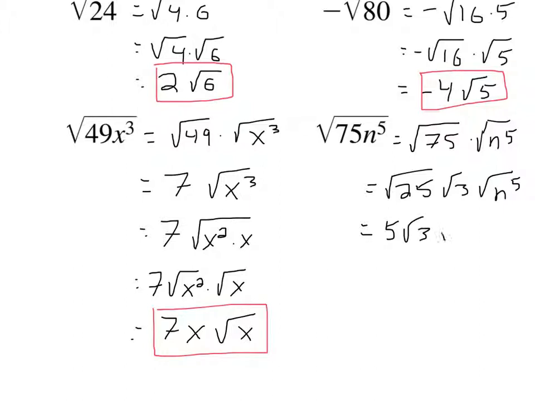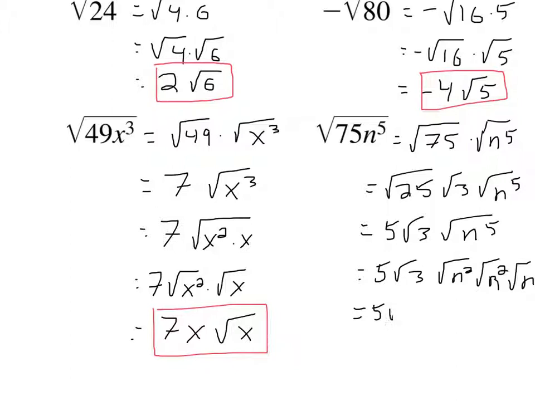And now I just have to deal with the square root of n to the 5th. Well, just like before, I like to create a situation where I can free some of these variables from the radical by using perfect squares. And perfect squares here would be n squared. You see, to get n to the 5th, I'd have n squared times n squared times n.